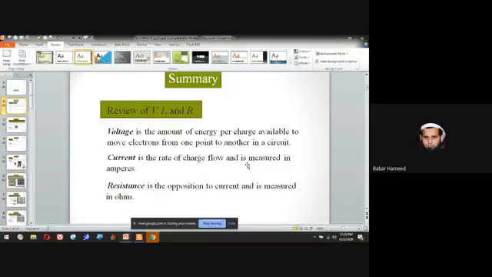As you know, voltage is the amount of energy per unit charge, or amount of energy per charge available to move electrons from one point to another in a circuit. And current is the rate of flow of charges, and resistance is opposition to current and is measured in ohms. As we already discussed, whenever energy is given to charges, they always move from a higher energy point to a lower energy point, and if their rate is calculated, we can calculate their current intensity.